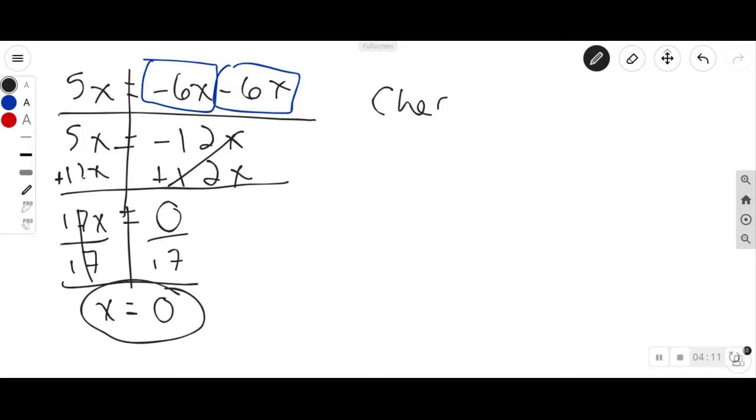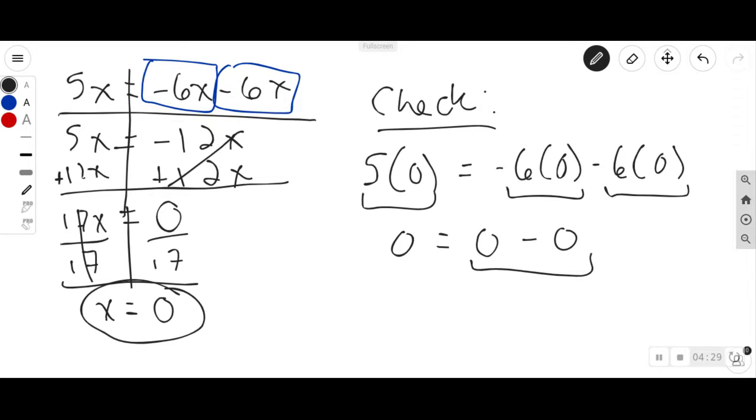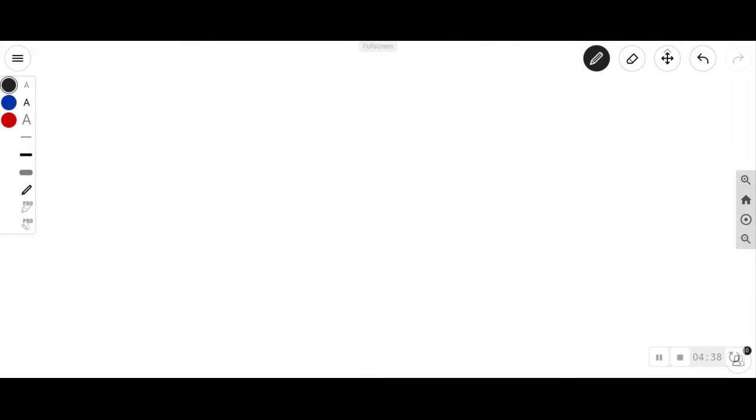So now for our check, we're going to go 5 times 0 equals negative 6 times 0 minus 6 times 0. So I can do all of these multiplies at the same time. 0 equals 0 minus 0. So 0 equals 0. So 0 is our solution. Remember that it's just following things step by step. Now we're going to move into something a bit more.